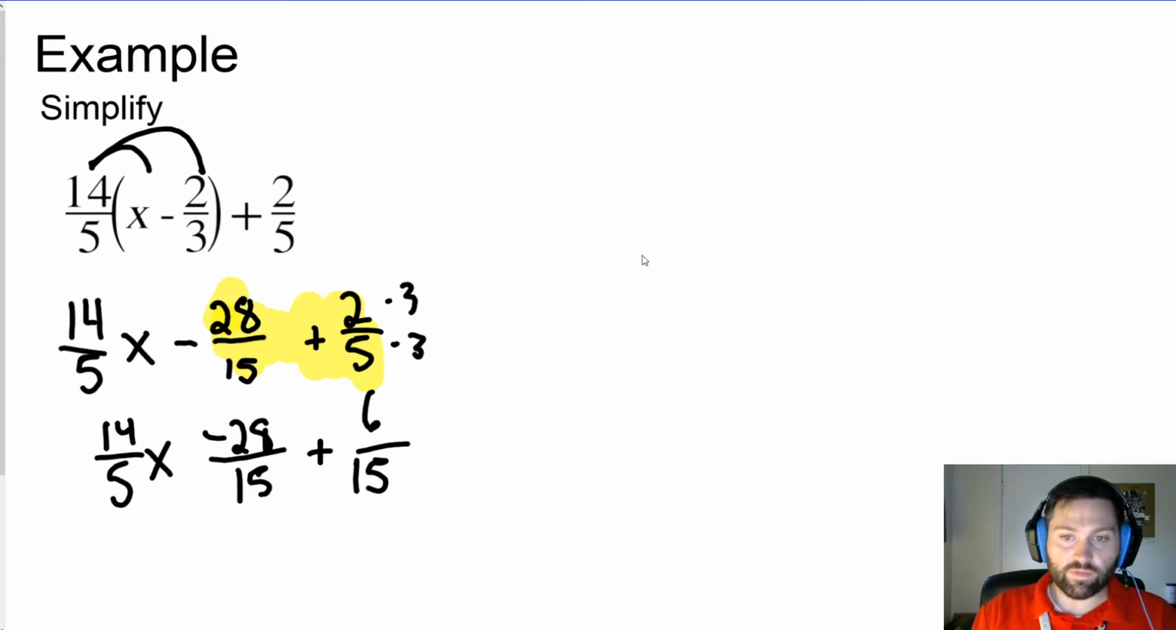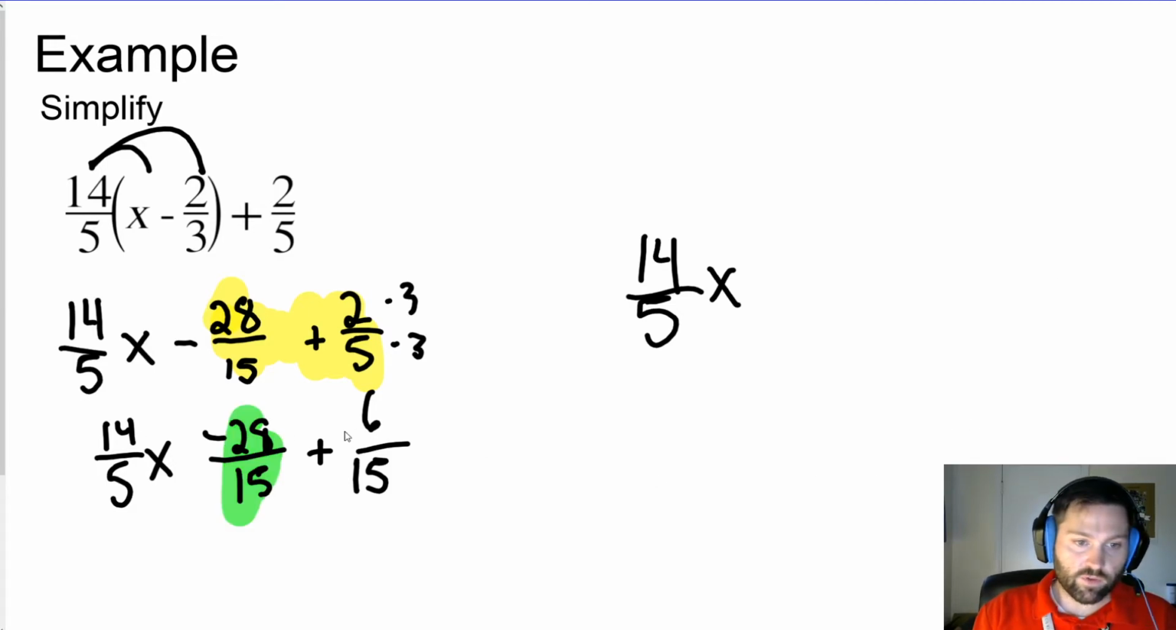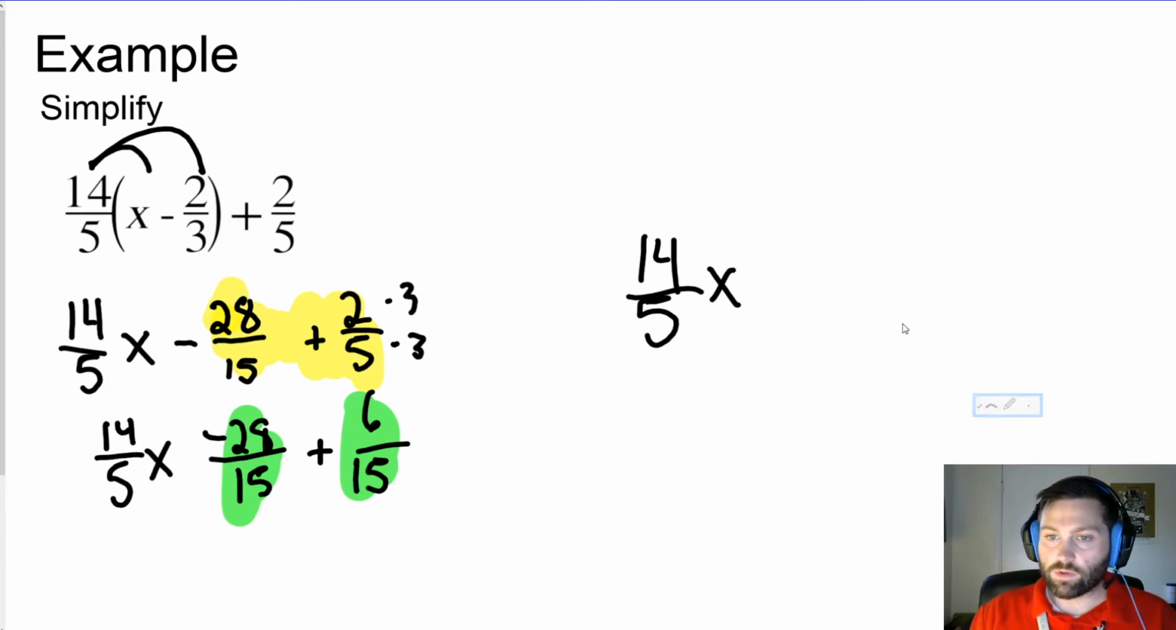So then you'll have, as a final simplified answer, 14 over 5x. And then you're going to go ahead and combine the two fractions here, the negative 28 fifteenths and the 6 fifteenths. So that's going to give you negative 28 plus 6 is negative 22 over 15.